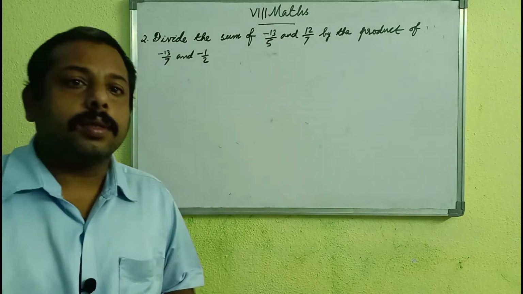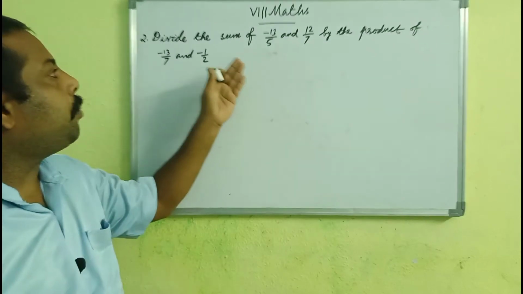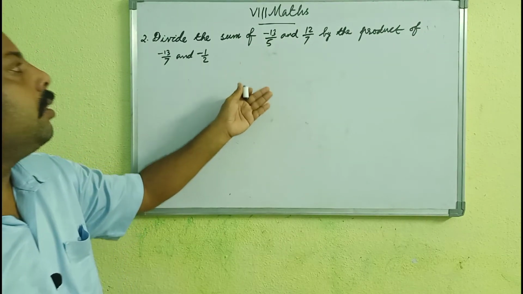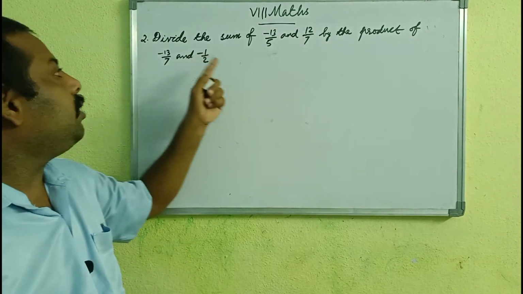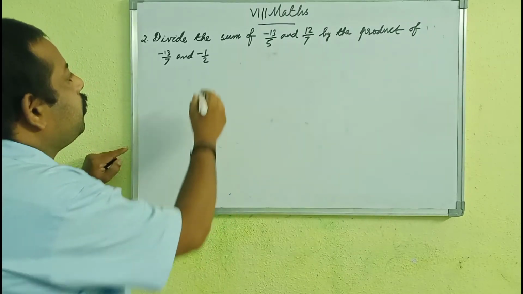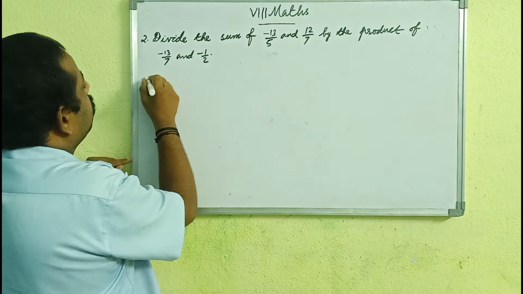Let us solve the second question. Divide the sum of minus 13 by 5 and 12 by 7 by the product of minus 13 by 7 and minus 1 by 2. So let us find the solution.